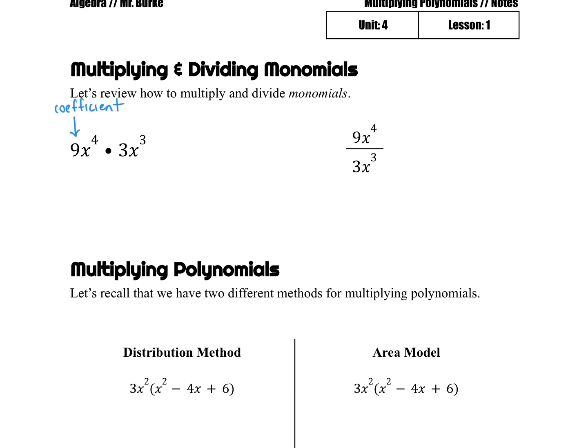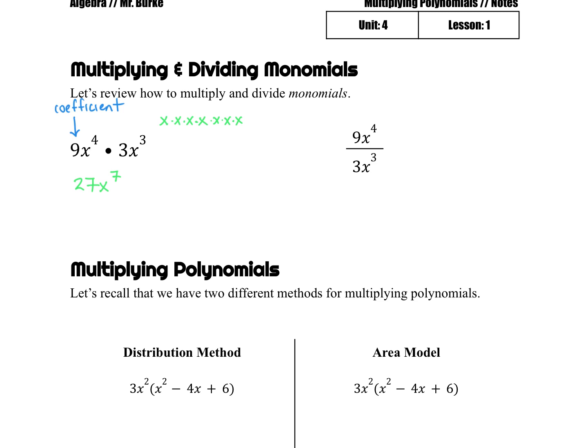So when multiplying monomials, two steps. We're going to multiply our coefficients. So 9 times 3 is 27. And then we're going to add our exponents. And just to quickly review why we're going to add our exponents, x to the fourth is x times x times x times x. X to the third is x times x times x. And altogether, that's 7 copies of x. So we add our exponents, 27x to the 7th. So multiply coefficients, add exponents. That's how we multiply monomials.